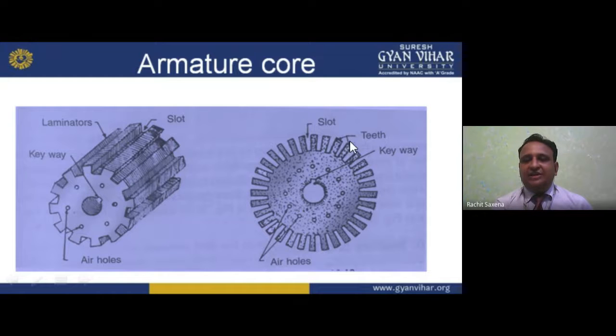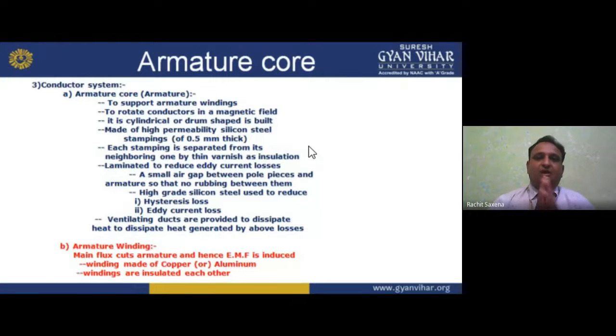Now these are the teeth, and we can also say these are the slots. The slots make the teeth here. These are the slots in which we can directly place our conductors, my dear student. So laminations are there, slots are there, keyway is there, and air holes are there. These slots show you a tooth shape, and that is the key. Now, the armature core, my dear student, the armature core.